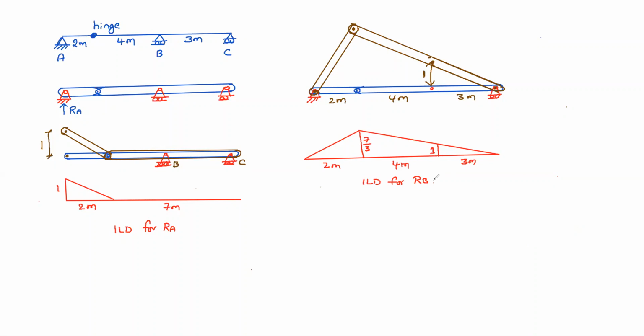Very simple. You just remove that support at B, and you give a unit displacement at B. It takes this shape. Obviously, you can guess the correct shape, so that the displaced shape itself represents an ILD. Similarly, I draw for RC also. ILD for RC.